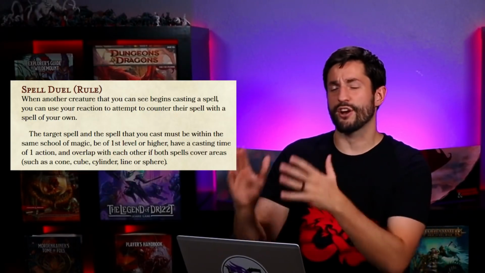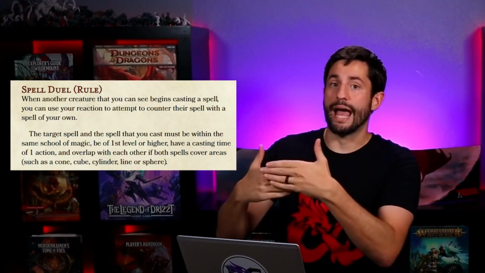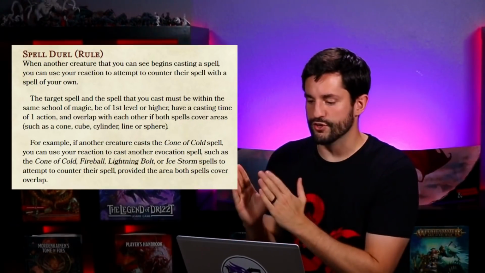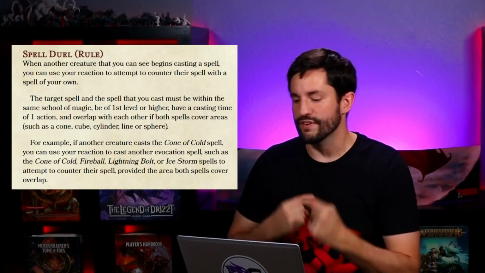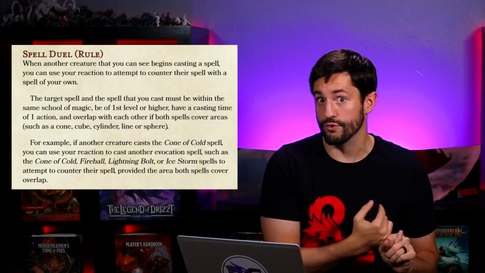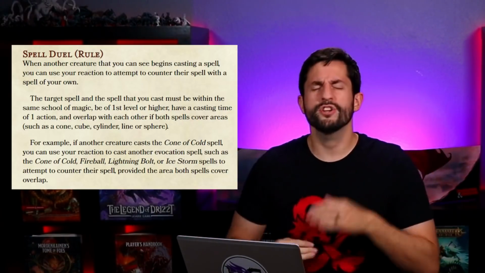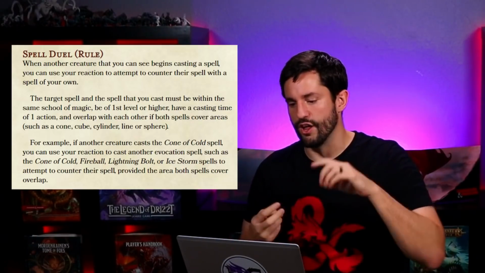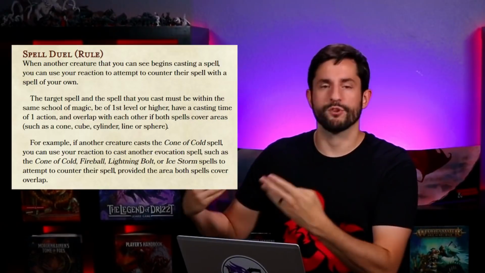And if the spell you're countering has an area to it, like a line or a cone, then your spell has to overlap that spell. For example, if another creature is casting the Cone of Cold spell, you can use your reaction for another evocation spell, such as another Cone of Cold spell. How cool is that? 2 Cone of Colds blasting against each other. Or you could go another elemental route with a fireball, lightning bolt, ice storm, to attempt to counter the target spell, provided both spells overlap each other.